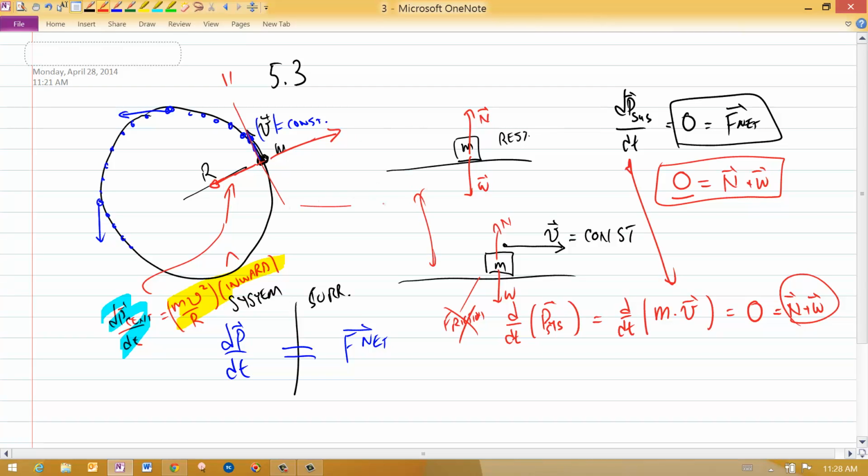What it shares with this going around the circle thing is we know, or deduce from the motion of the object, what dp dt is. And from that, we figure out what the net force has to be.